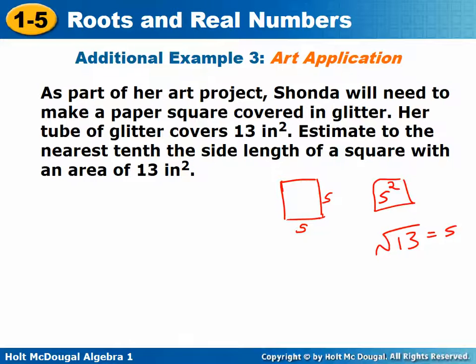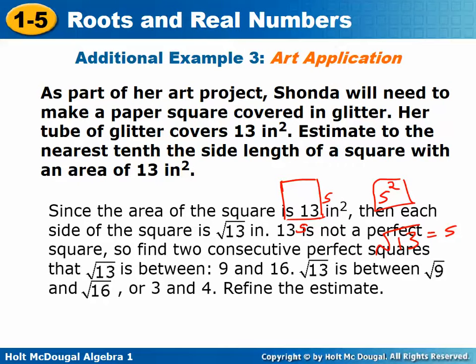So to estimate the square root of 13, you have to think about what times what equals 13. There's no exact answer here. So like 3 times 3 is 9, that's too small. 4 times 4 is 16, that's too big. So our answer is somewhere between 3 and 4. The side length of the square has to be between 3 and 4 inches.